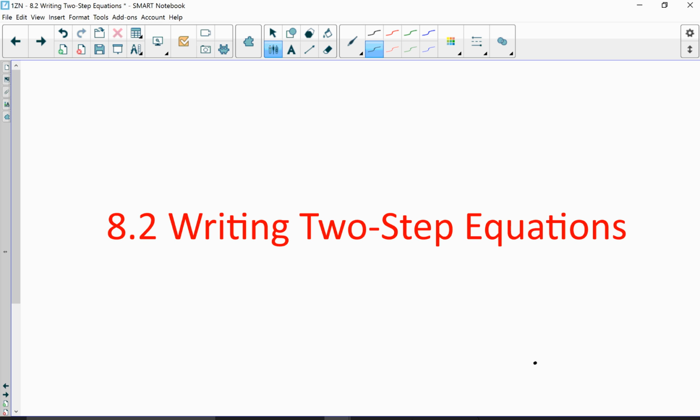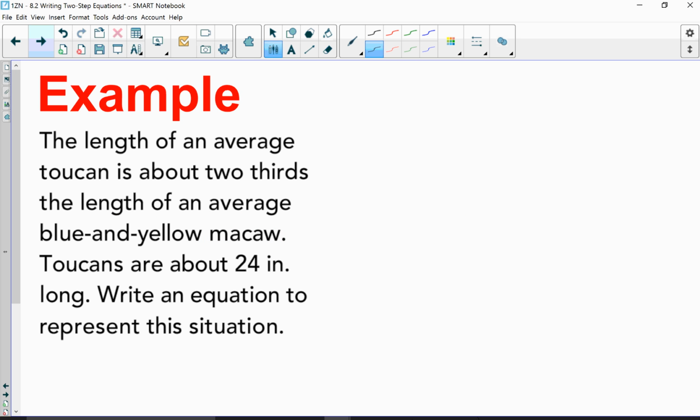Today we're going to start talking about two-step equations, but we're just going to focus on writing those equations. We're not going to worry about solving them yet. That'll be later on in this chapter. So let's go ahead and give this a beginning.